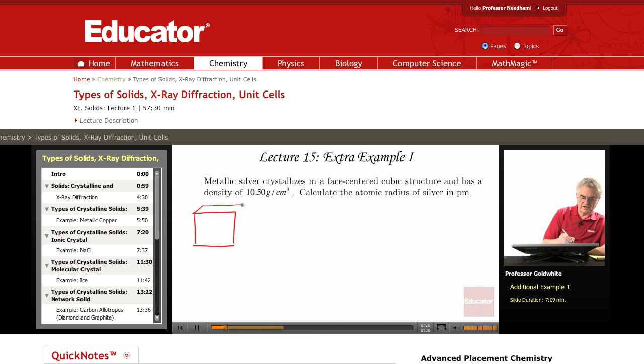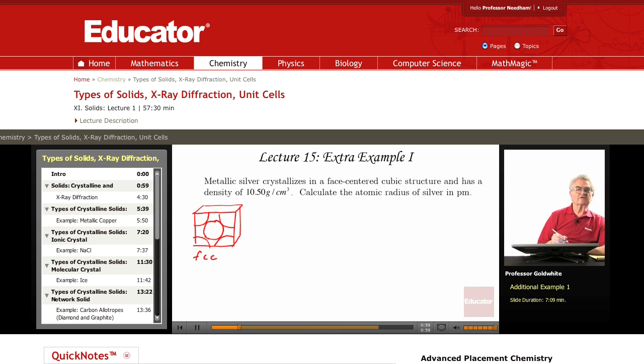We don't need very much. We really only need to look at one face. A face-centered structure has an atom at the center of the face. And then it has touching atoms at the corners. This is a representation of the face-centered cubic structure of silver.